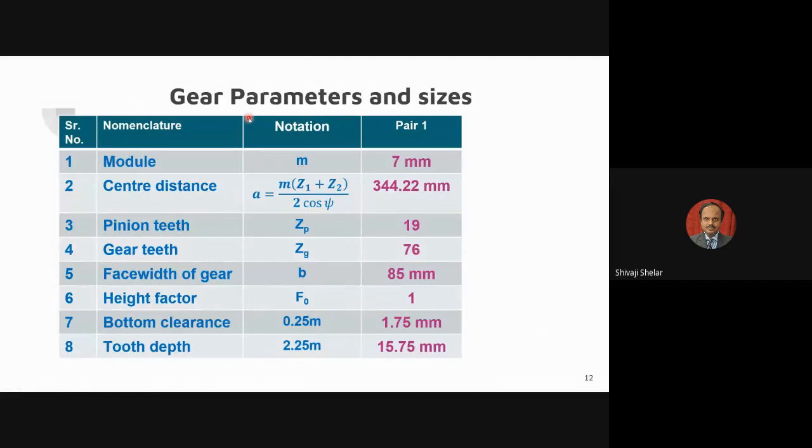We have now module 7 mm, center distance 344.22 millimeter, pinion teeth are 19, gear teeth are 76, face width is 85, height factor is 1, bottom clearance is 1.75, and tooth depth is 15.75. This is the final design.